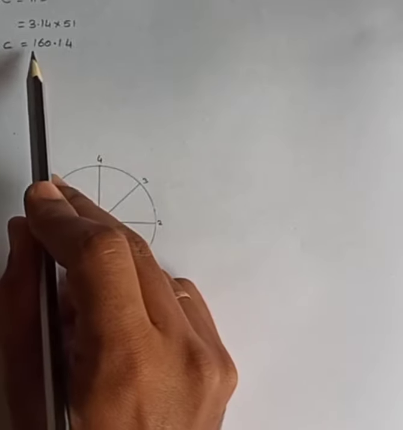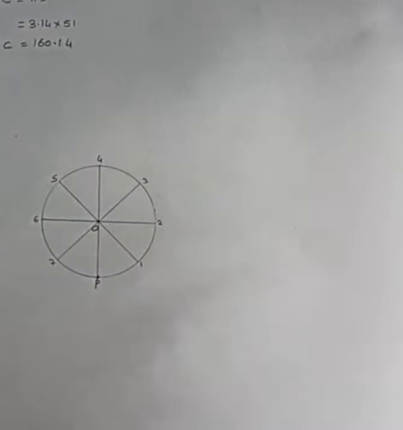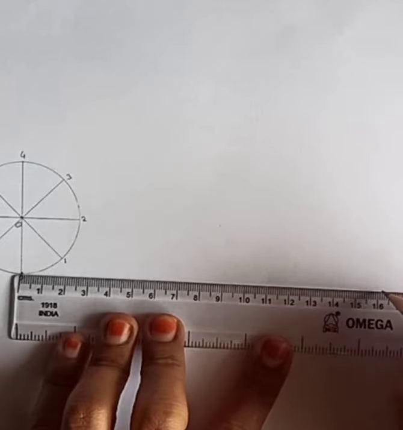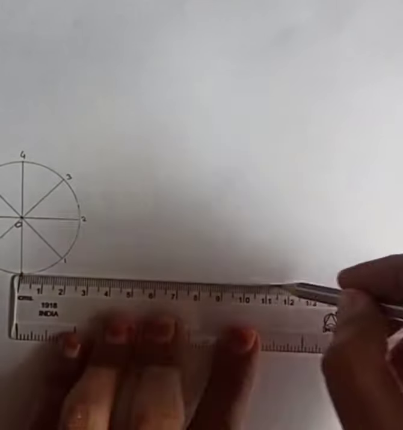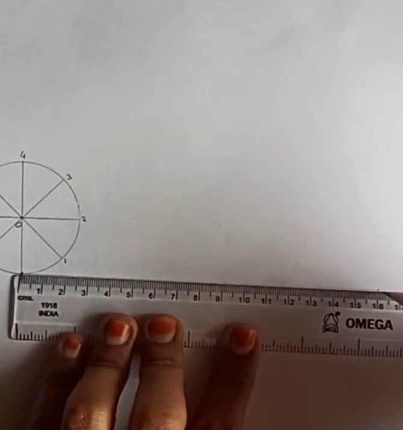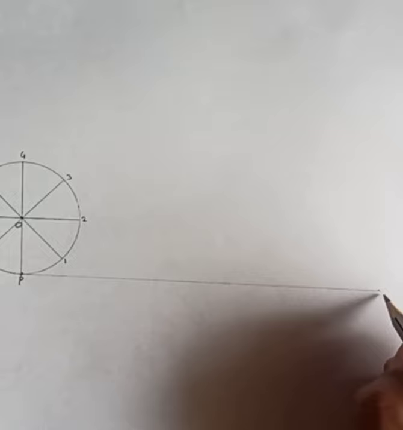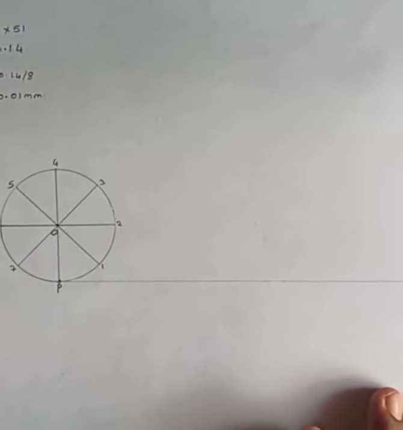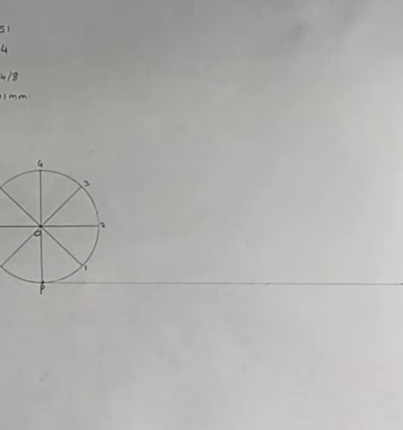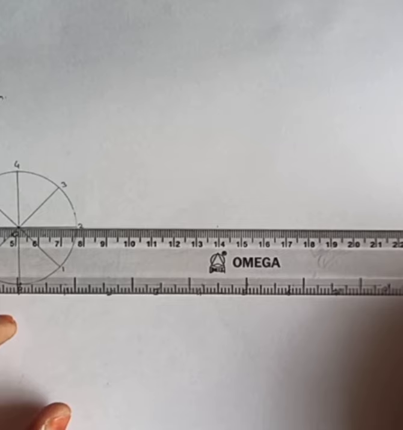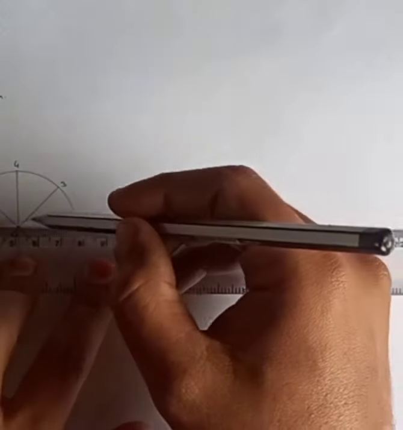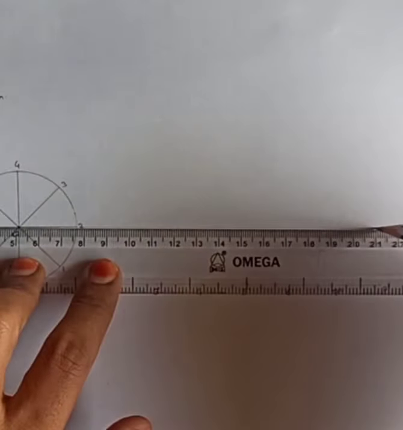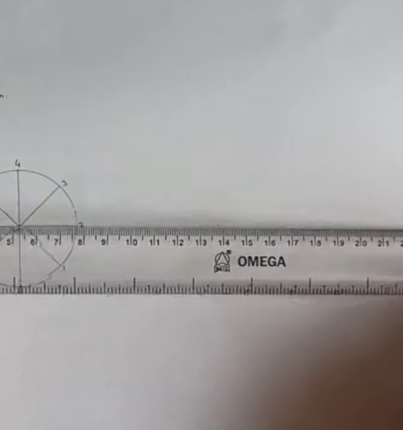Now, for the obtained 160.14 mm circumference, draw a horizontal line from the point P. At the end, you will be getting the point P dash. The distance of P dash will be equal to the circumference of the circle, which is 160.14. Since the circle is divided into 8 equal parts, the distance of P dash has to be also divided into 8 equal parts. After dividing into 8 equal parts, give the notations as 1 dash, 2 dash, 3 dash, 4 dash and so on. Then from the center point O, draw a line parallel to P dash.